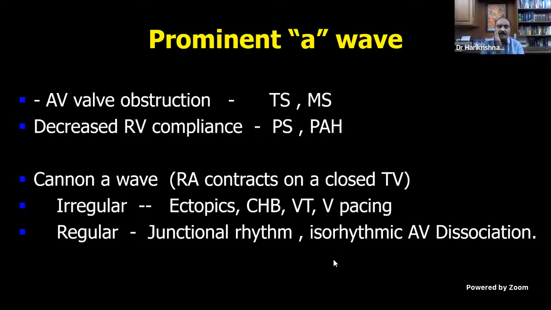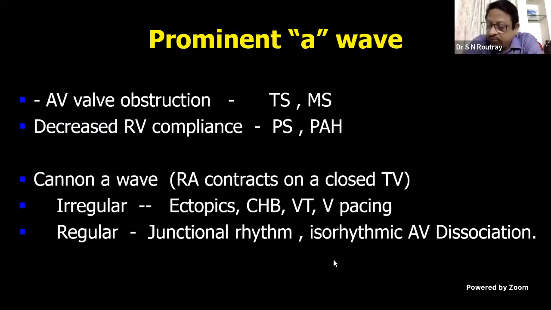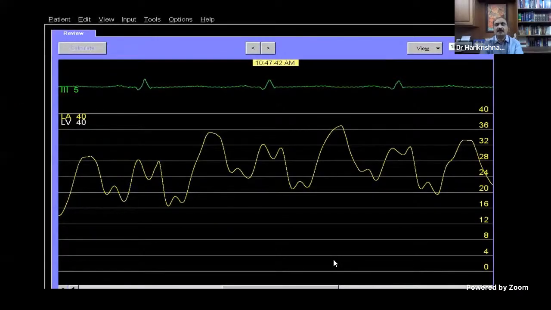Okay, Dr. Rautre and Dr. Goyal, anything you have to add, please join. No, it's okay. Actually, they have to look particularly at the waves. That is important. The mean will come by the machine itself, but you have to see the A and V waves, and accordingly find out what the possibility may be. Say if the V wave had been prominent, then the diagnosis would have been different. Yeah, correct.